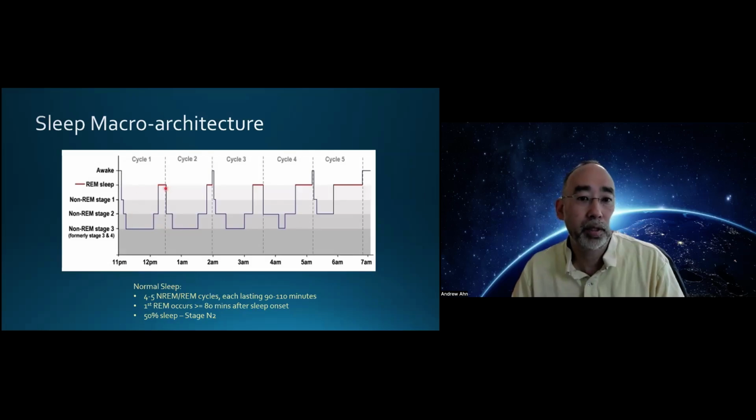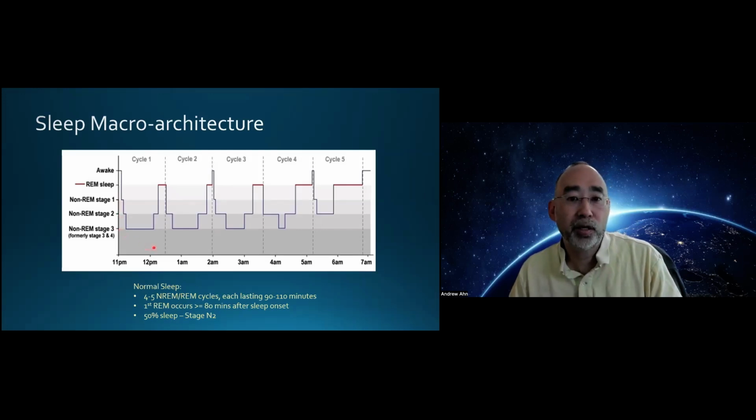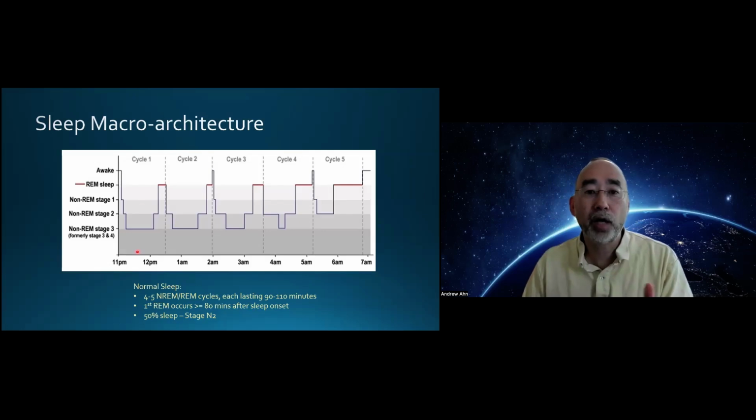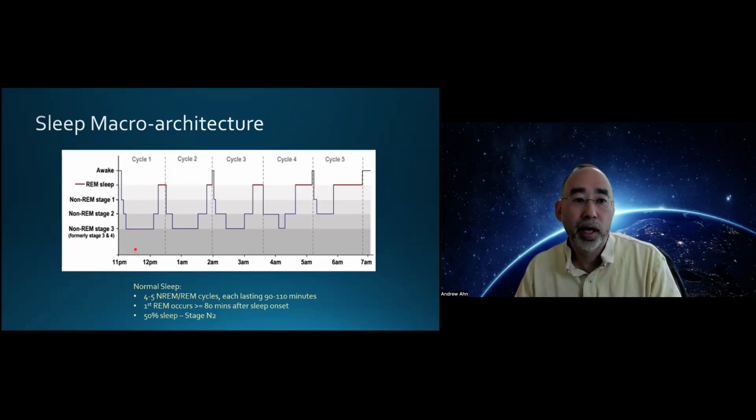Non-REM is divided into stages one, two, and three. These stages cycle approximately every 90 minutes in an ultradian rhythm, amounting to about 4 to 5 non-REM cycles per night. And there's typically more N3 sleep in the early night and more REM sleep in the latter half of the sleep period.